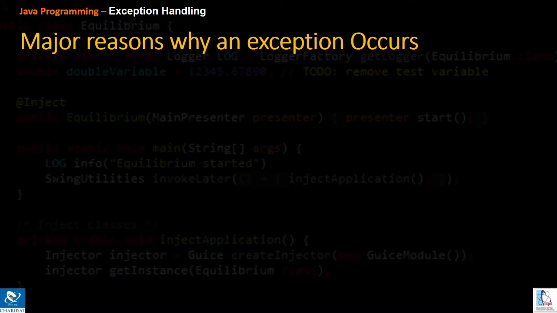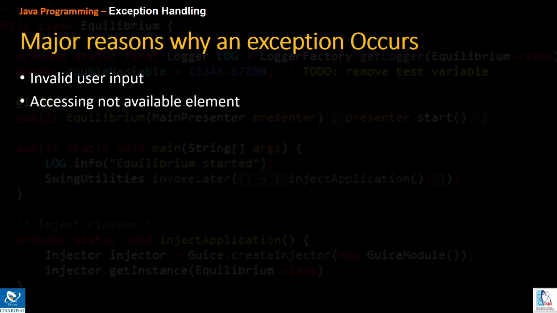Now, the major reasons why an exception occurs. The first one is that the user may provide invalid input. Another one is that access to a particular element is not available. The third one is device failure. Suppose you have written a program which takes input from a socket or sends output to a socket, which sends data to another machine, right? That means it uses the network. So device failure could happen: your webcam may not be running, your mic may not be running. All these reasons could be the cause of an exception.